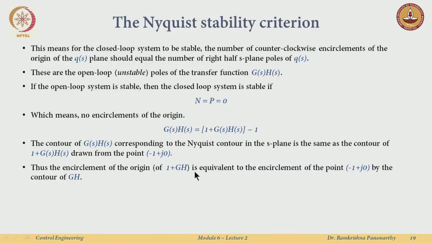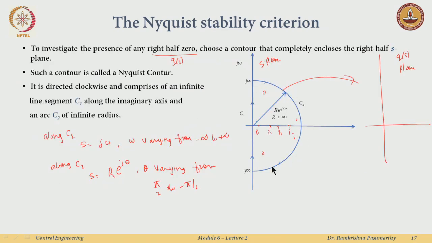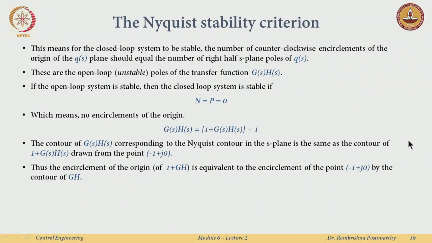Now n equals p equals 0, which means no encirclements of the origin. So in this entire region here, I don't encircle zeros, which I should never encircle. I should never encounter zeros, and I also never encounter poles here. So maybe my contour here, when there are no poles and zeros, might just be here, and therefore I am happy. Okay.